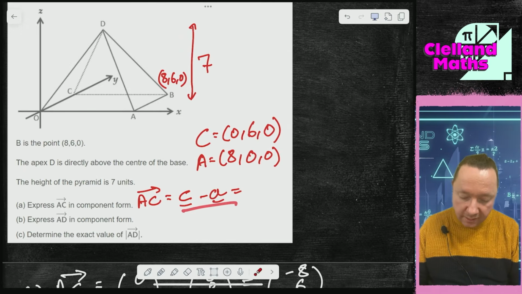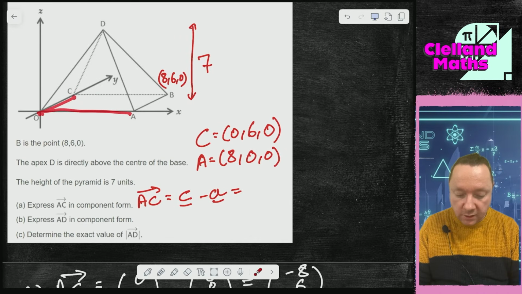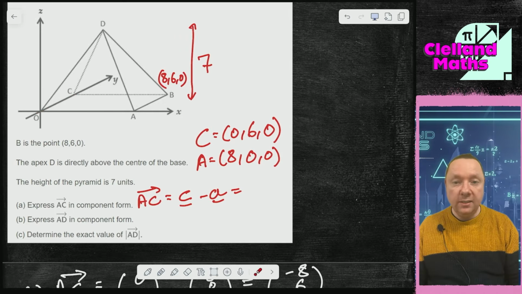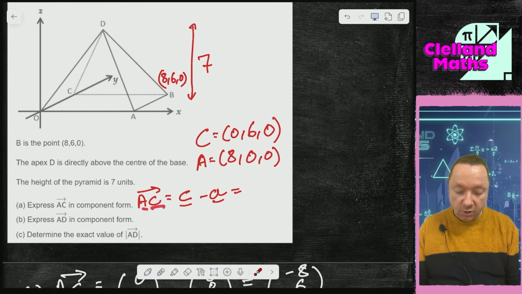Why is it C minus A? Well, if I want to go from A to C, I can go from A to O, which is minus A, plus O to C, which is plus C. So it's minus A plus C, or C minus A. And that always works, so you can always just say it's the second letter minus the first letter.